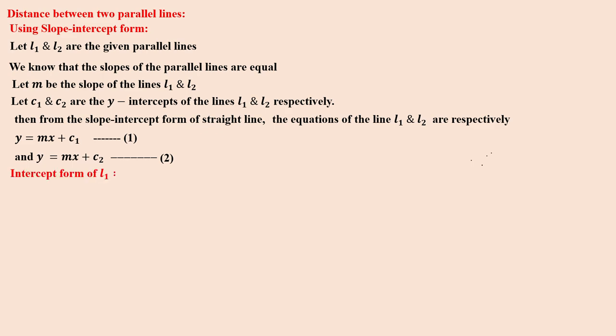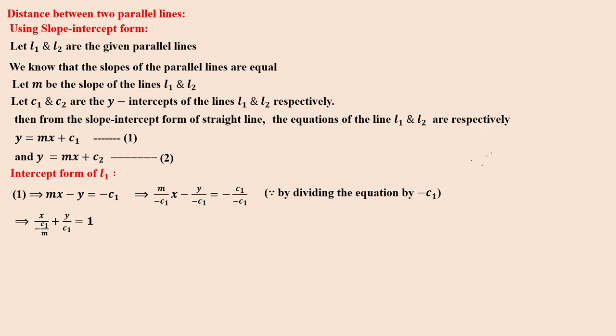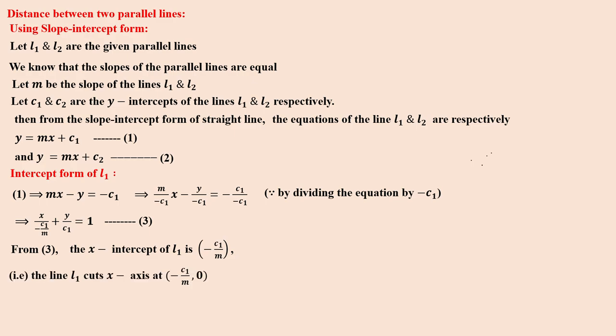So now the intercept form of L1. From 1, mx minus y is equal to minus c1. So m by minus c1 x, minus y by minus c1, is equal to minus c1 by minus c1, that is equal to 1. So here, that is equation number 3. From 3, the x-intercept of L1 is minus c1 by m. So the line L1 cuts the x-axis at minus c1 by m comma 0.